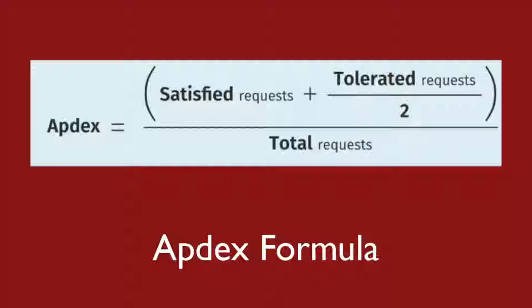So here's a visual representation of the APMDEX formula. The APMDEX score is a ratio of satisfied requests plus tolerating requests over the total requests made, the total number. And you'll notice that, and I think this is just a convention from the industry, but satisfied requests are counted as one whole thing, while each tolerating request is considered half of one satisfied request.